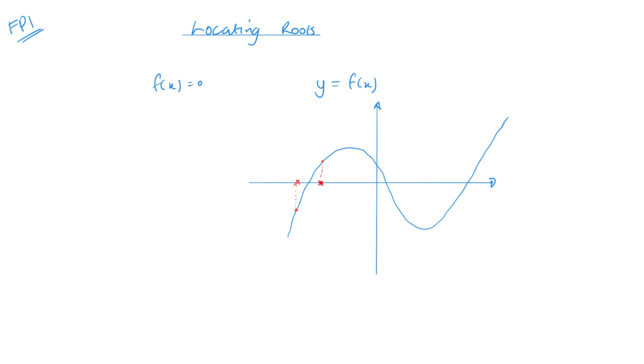That's effectively how we're going to find roots. We're going to look at values of x, and when f of x is positive or f of x is negative, to indicate the roots. So these would be our a and our b.